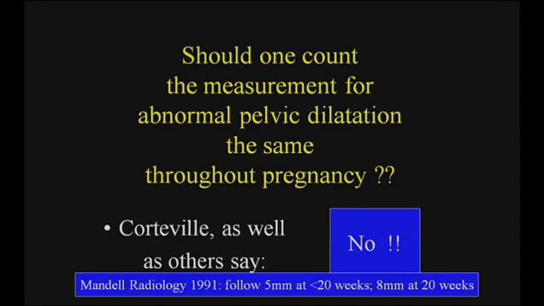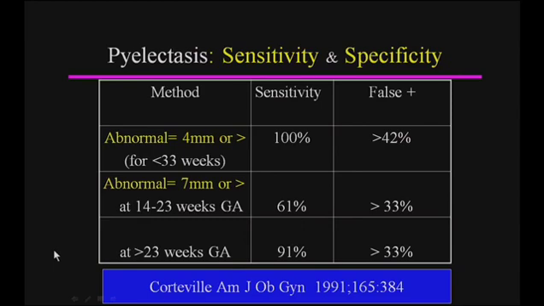In the case of Mandel in 1991, they followed 5 millimeter dilation at less than 20 weeks and 8 millimeter dilation at 20 weeks and beyond, and we've used a similar methodology. Courtfield said that there was a difference in sensitivity and false positive numbers based upon whether they called abnormal at 4 millimeters or abnormal at 7 millimeters. And one can read the sensitivities and false positive numbers on this chart.